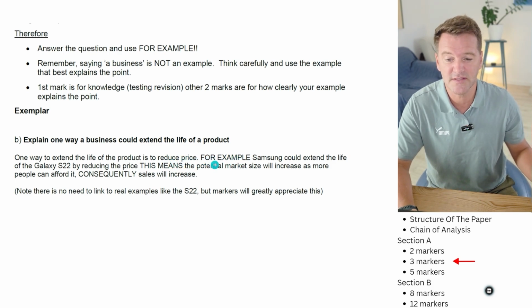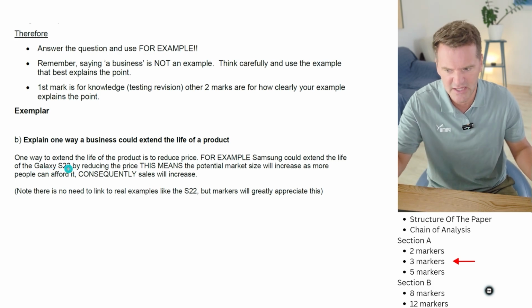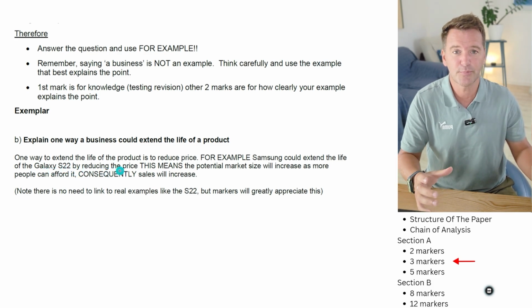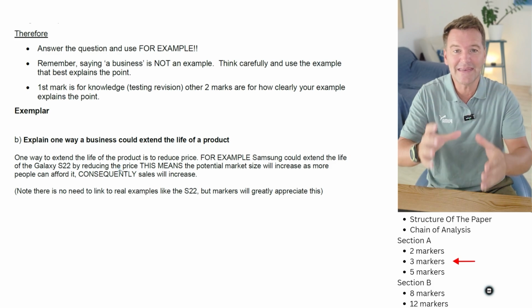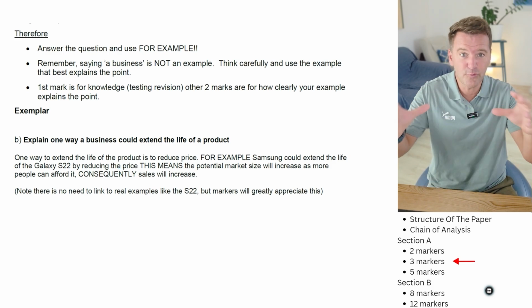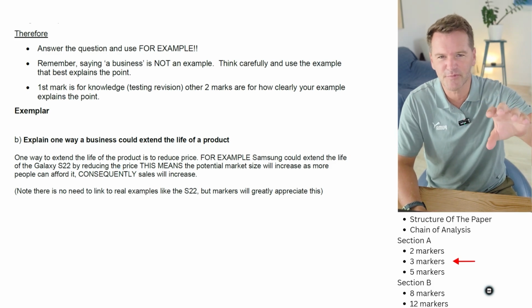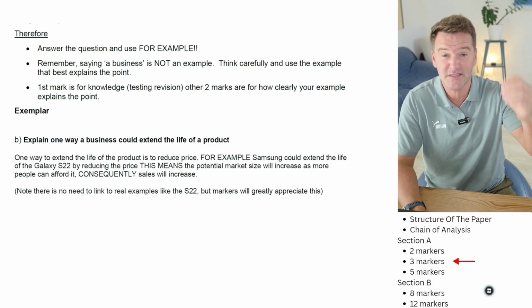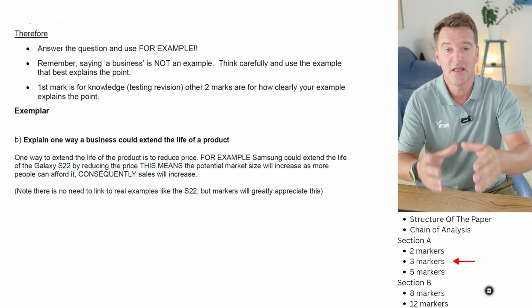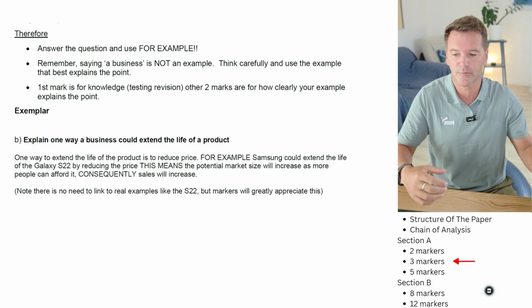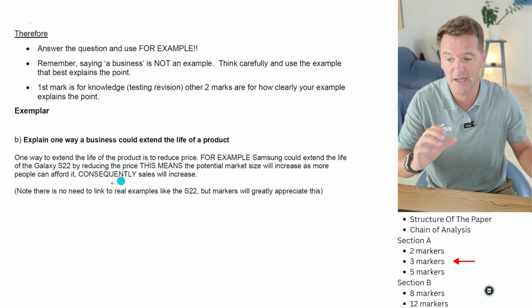Follow that up. New sentence. For example, Samsung could extend the life of the Galaxy S2022 by reducing the price. Do you see there? I've made it real. Absolutely real business. They get confused, and some of the students say, can you use real businesses? Yes, you can. They love it. They absolutely can use a real product from real life. Very clear about that. You can use it.